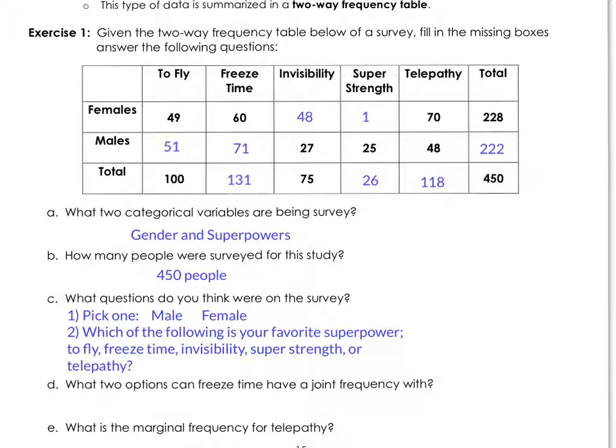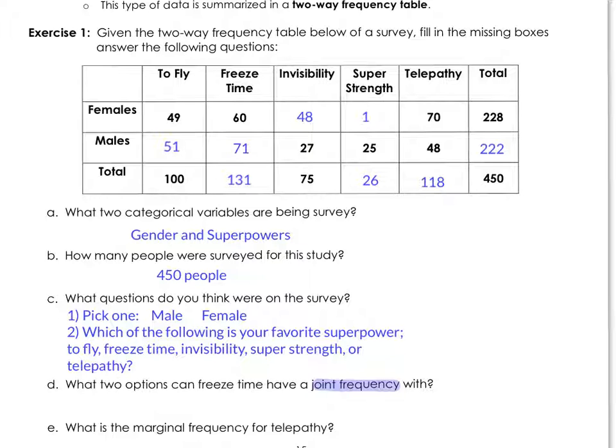Okay, part D says, what two options can freeze time have a joint frequency with? So this is introducing a new vocabulary word here, joint frequency. So when we think of a joint, if you think of like a joint in your body, such as your elbow, it joins two things. So joint frequency joins two things.